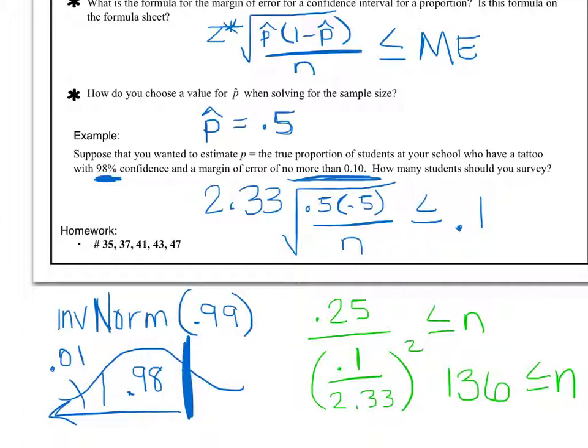So that's how we can determine the sample size that we need in order to get a specific margin of error and a specific confidence level. Okay, so now we are going to transition a little bit and start talking about means. We've covered everything we need to talk about with proportions, so let's talk about the other type of confidence interval.